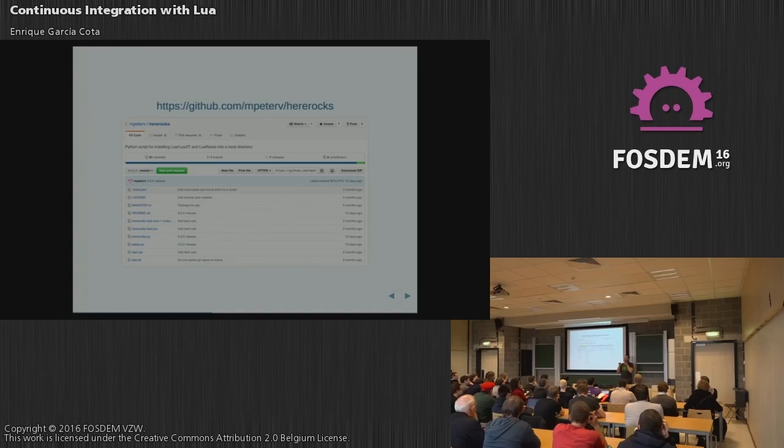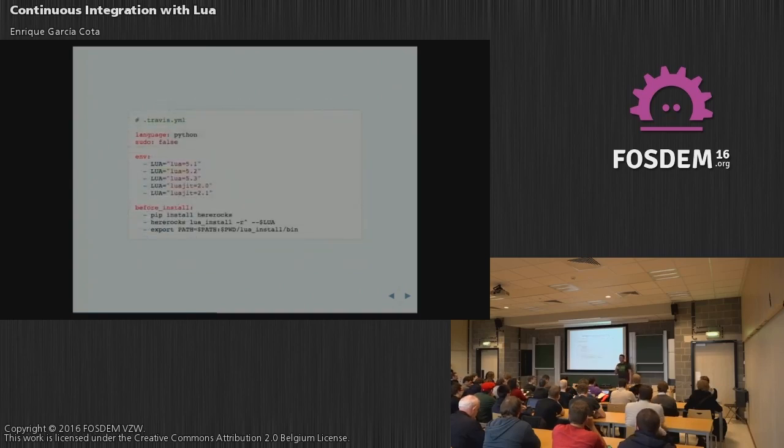So there, all the rocks you install later on are inside a contained folder. So if you want to test locally in your computer several versions of Lua, you can use this thing too, and it's very easy. So how do you use HereRocks with Travis? Well, I'm not inventing anything here. You can see how to do it in the README of HereRocks, but basically you have to do this.